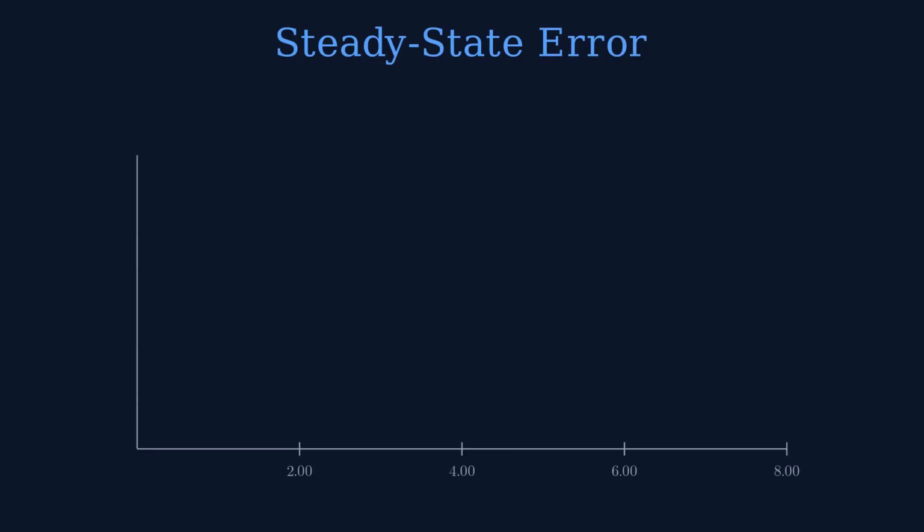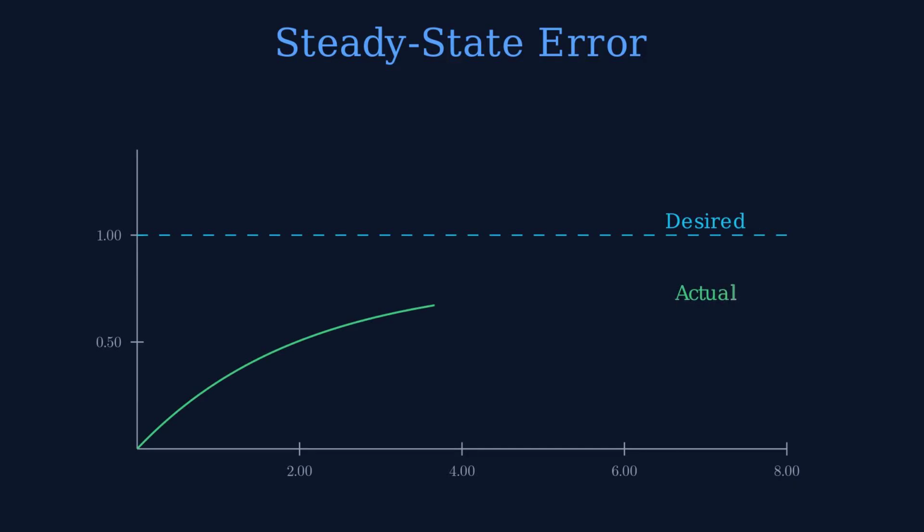In the previous lessons, we focused on how fast a system responds and how much it oscillates. But there is another critical question. Does the output actually reach the desired value? The difference between the desired and actual output in steady state is called the steady state error. Today we learn how to predict this error without simulating the system.